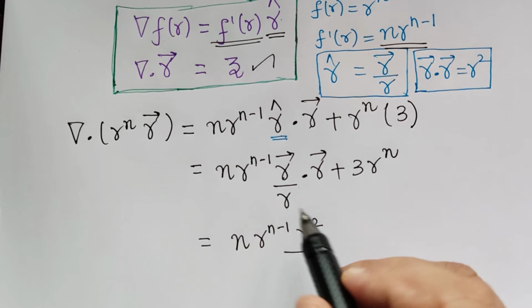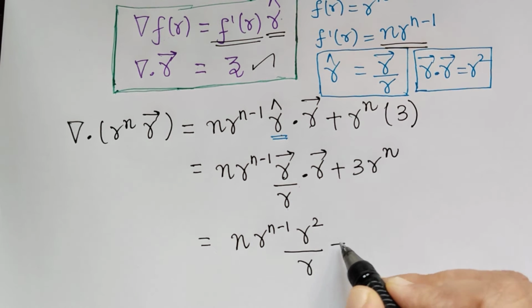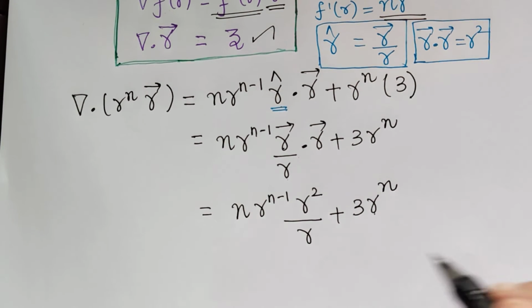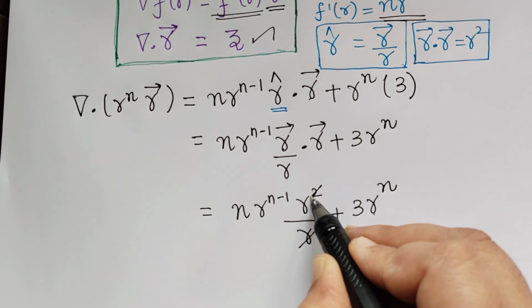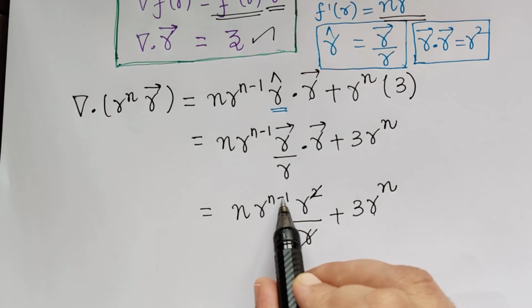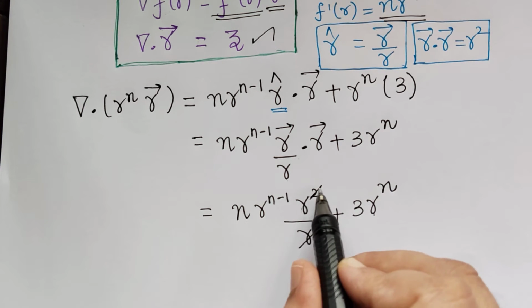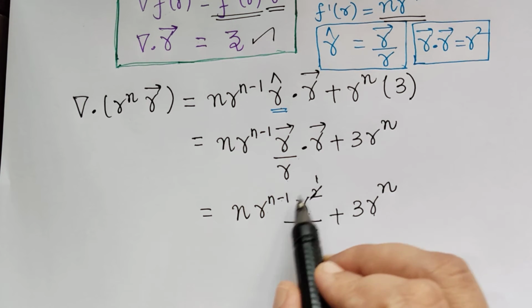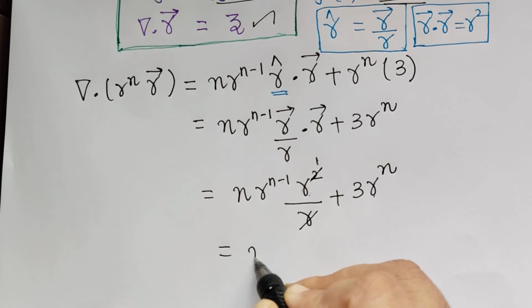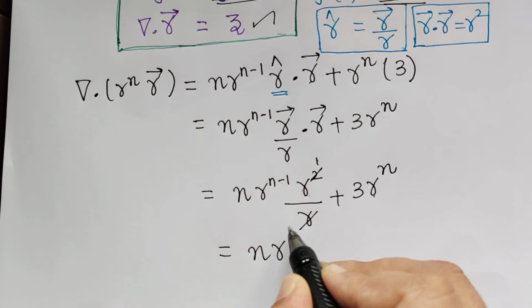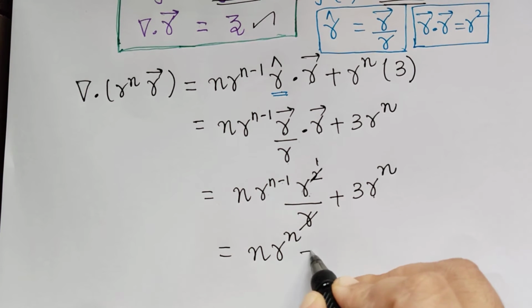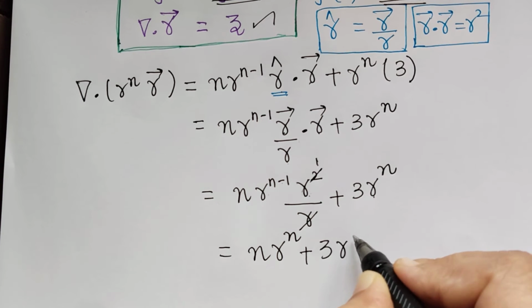divided by r, since we have r in the denominator over here, plus 3r to the power n. So now one of the r gets cancelled, and here we have r to the power n minus 1, and here we have r to the power 1 now. So when we add up, minus 1 plus 1 becomes 0, and so we will be having n r to the power n minus 1 plus 1, which will give us r to the power n, plus 3r to the power n.